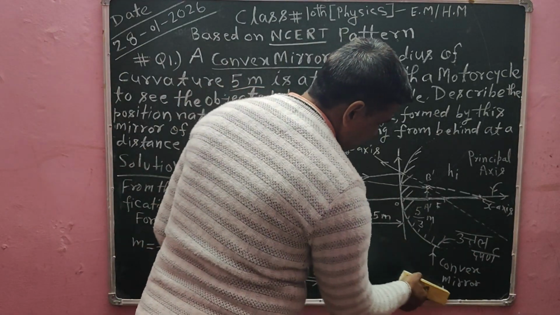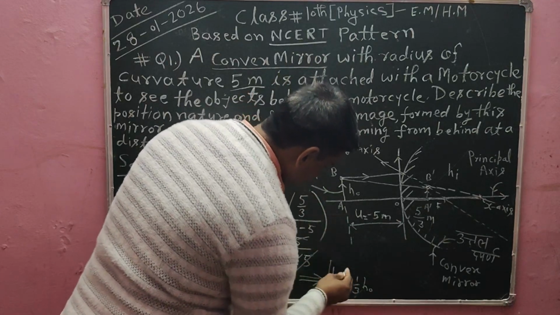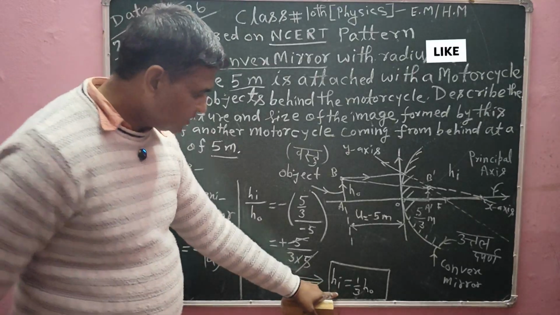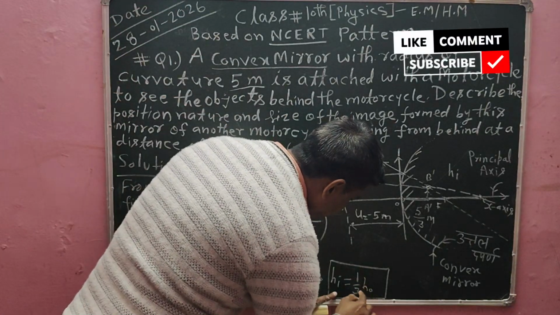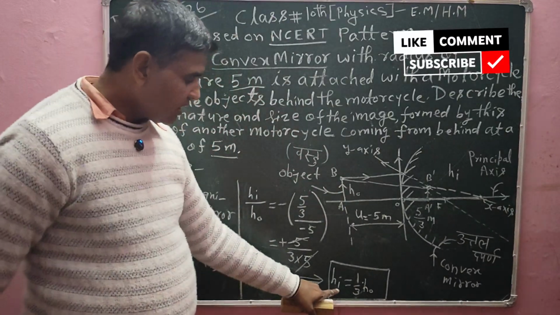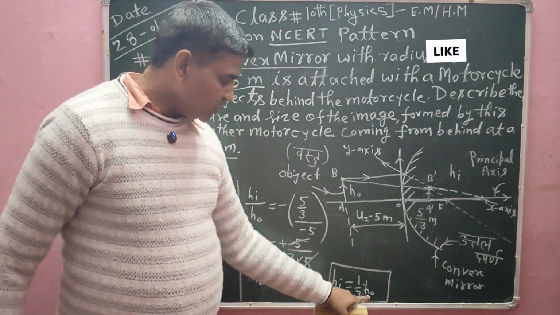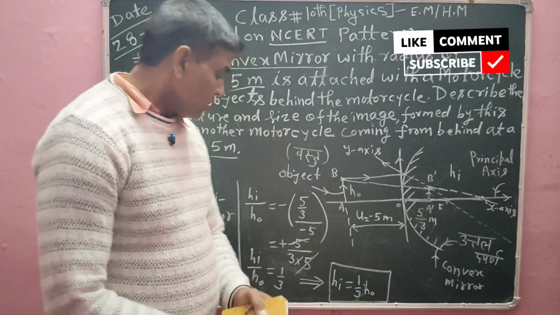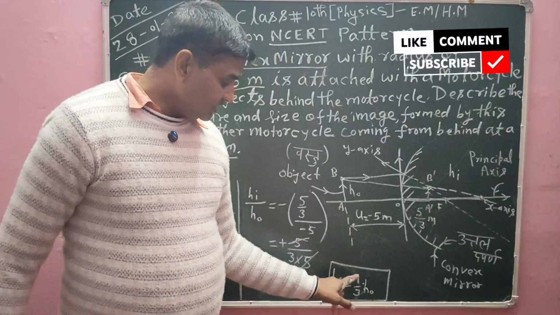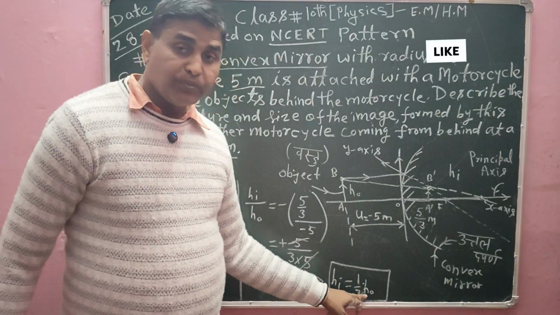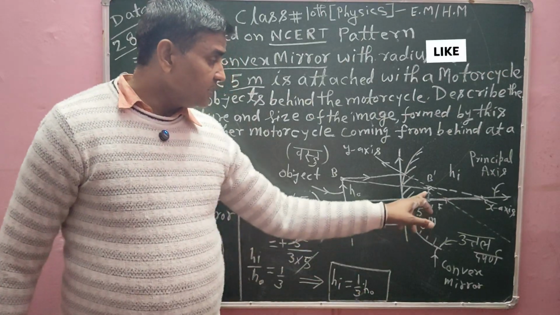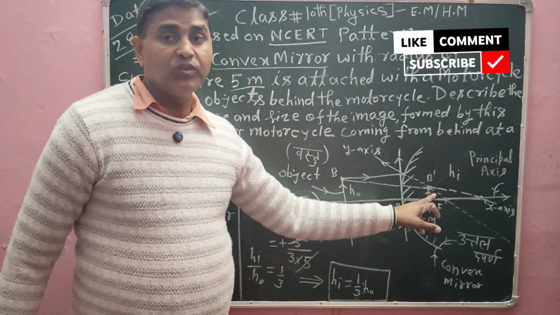This formula I will erase from here. So here I will say, HI is equal to 1 by 3 HO. So HI is the height of the image and HO is the height of the object. So in other words, we can say that mirror image is 1/3 of object height, and it is also erect and it is virtual in nature.